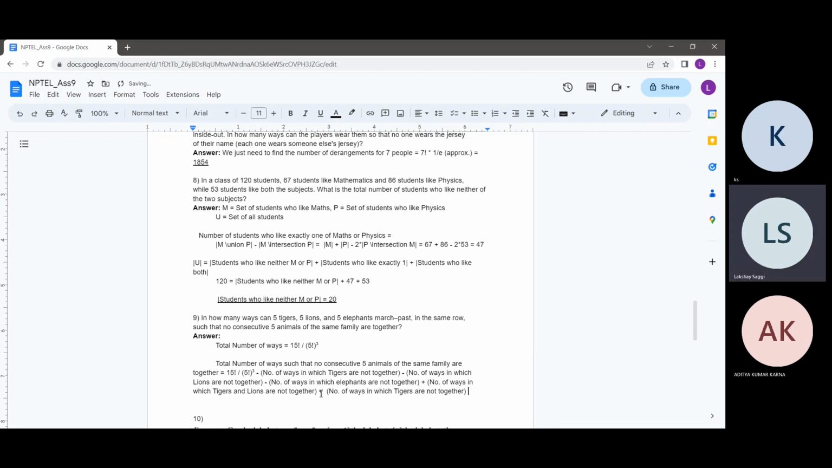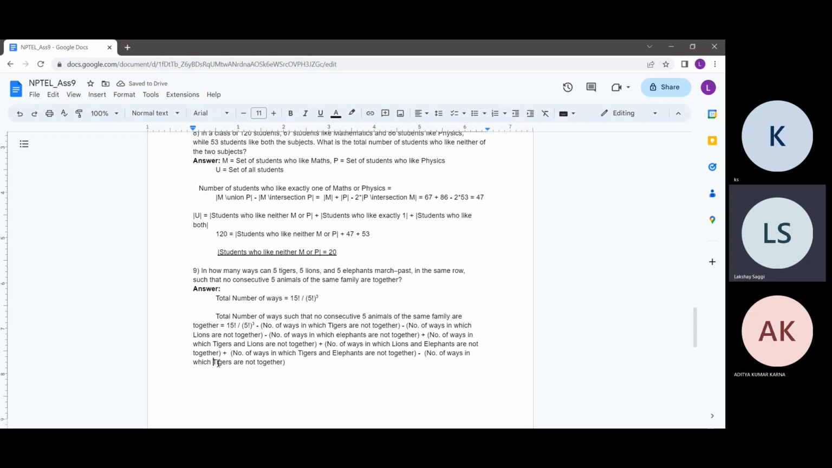plus the number of ways in which lions and elephants are not together, plus the number of ways in which tigers and elephants are not together. And while adding this extra, I'll be subtracting that case where the number of ways in which lions, tigers.